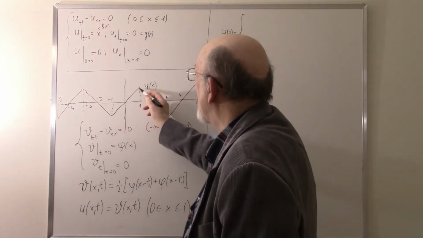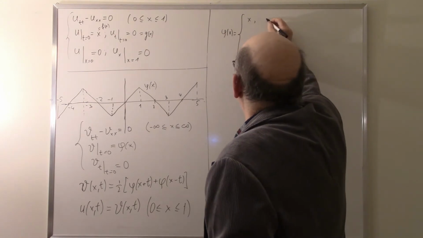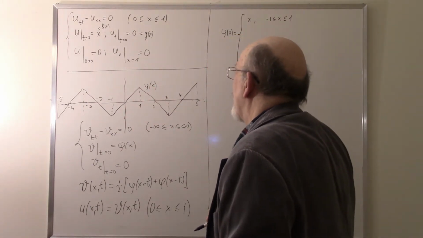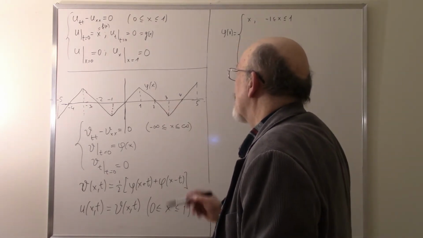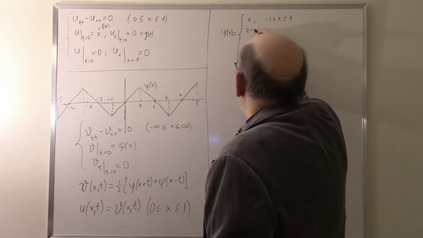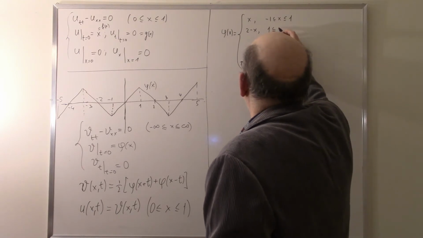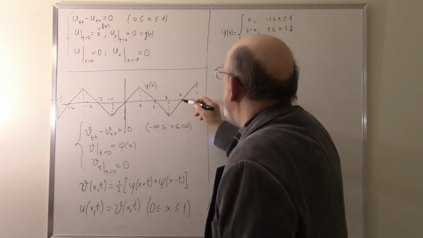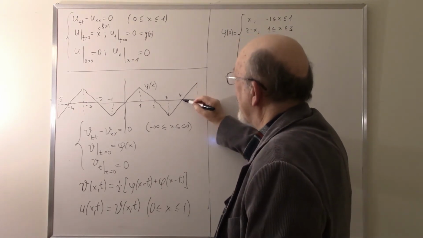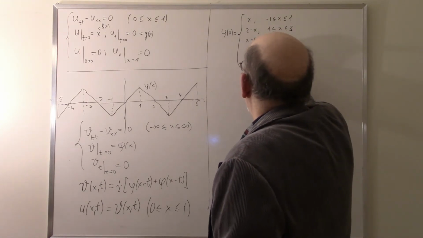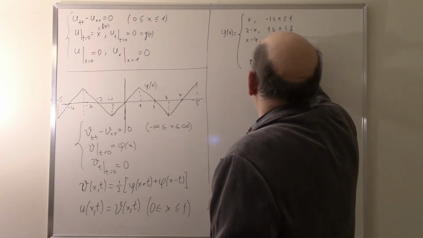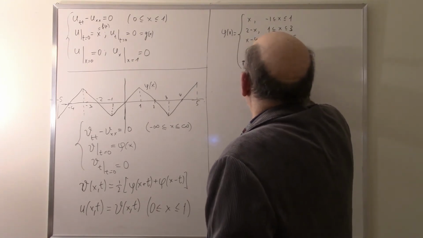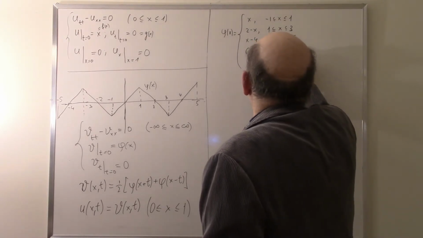So phi of x. When x is between -1 and 1, the function is x. Now, when it is between 1 and 3, it is 2 minus x. If x is between 3 and 5, it is x minus 4, because it's 0 here. Okay, so it is 6 minus x if x is between 5 and 7, and so on.